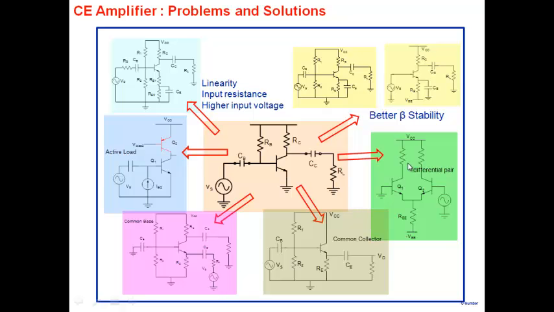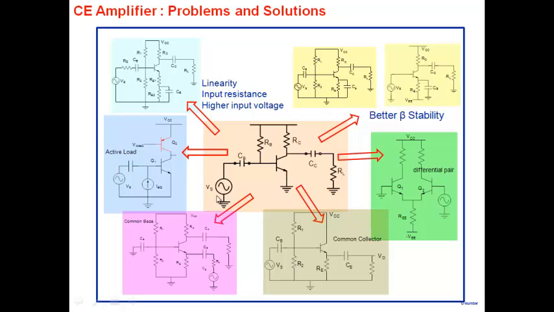What about the active load? Very important configuration. What is that a solution to? High gain, but that's not complete. High gain with low supply voltage. I don't require a high supply voltage anymore. Otherwise, I can build high gain if you give me 100 volts. But this says that with 3 volts, you can build very high gain. So that's the solution here.